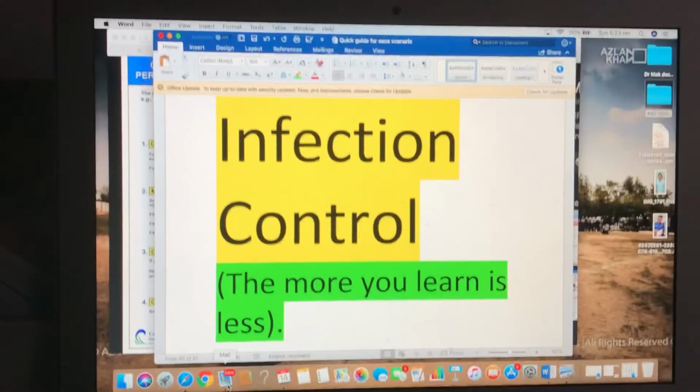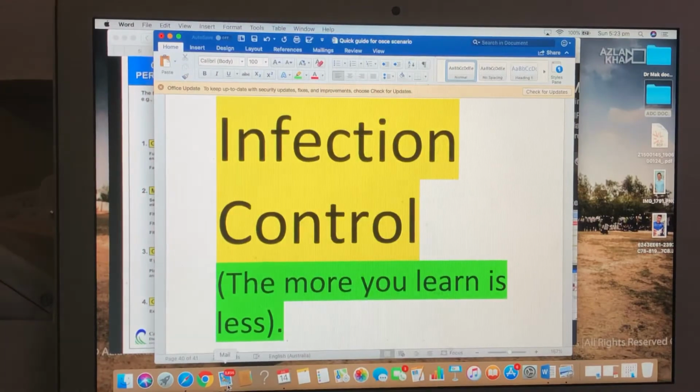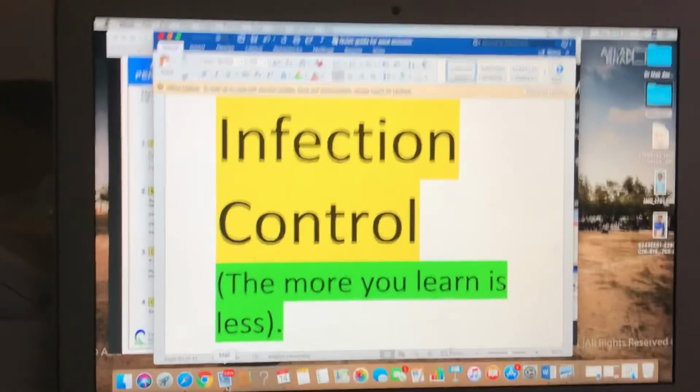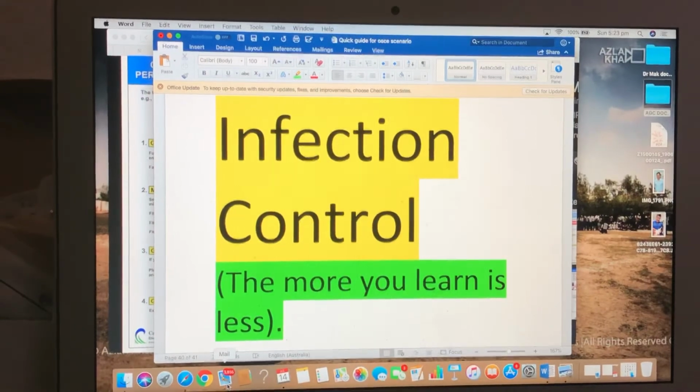Please do that. Whenever you remove your gloves, I just need to open the light here because I cannot see. Hope there's not much shade. Yeah, it's a lot better.